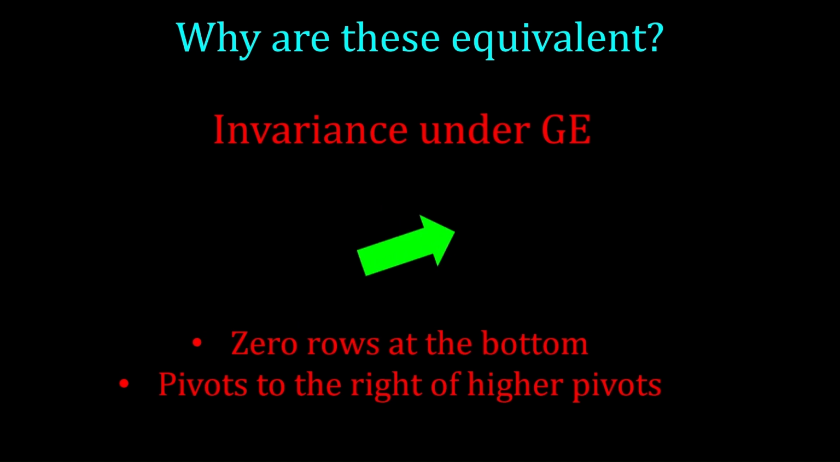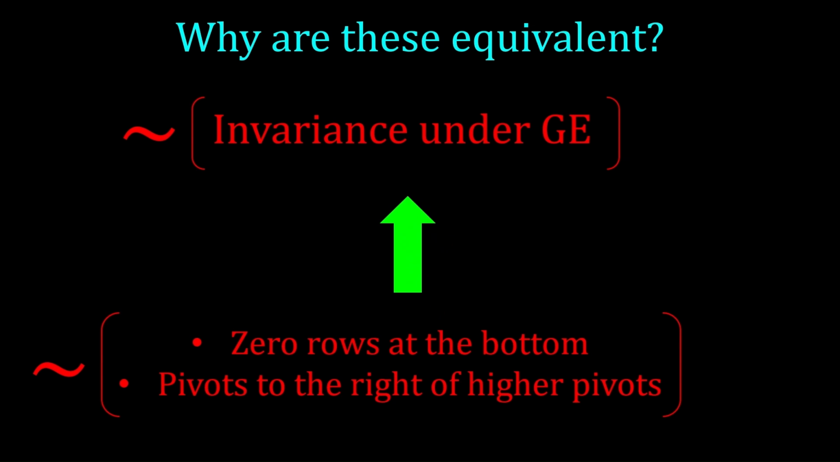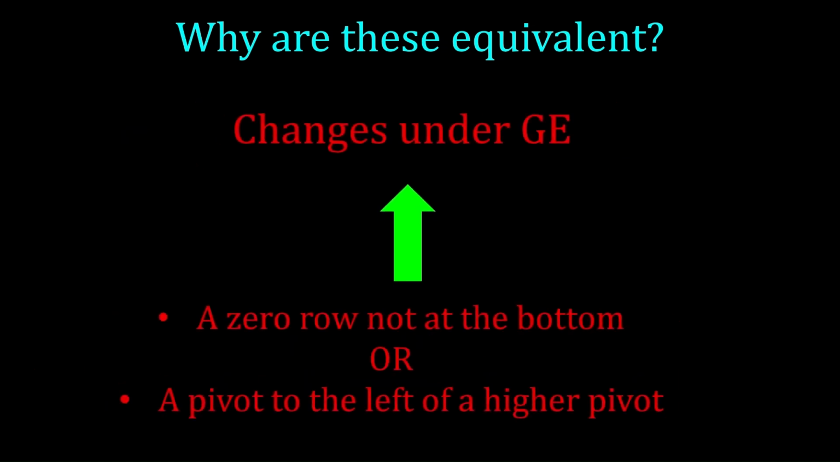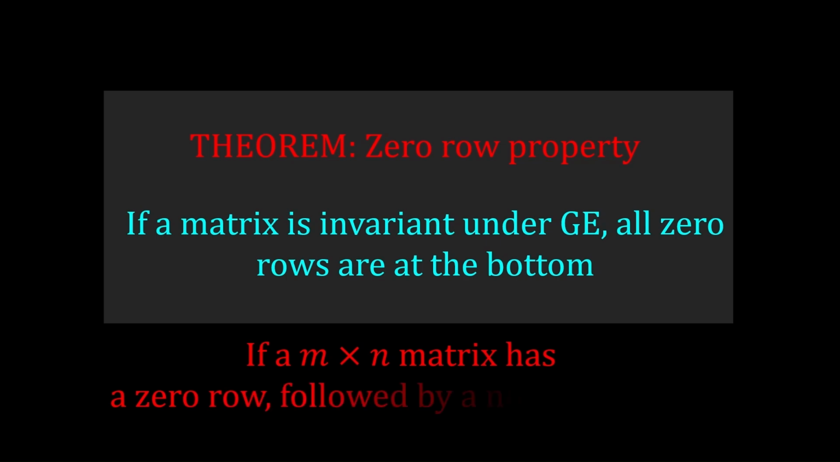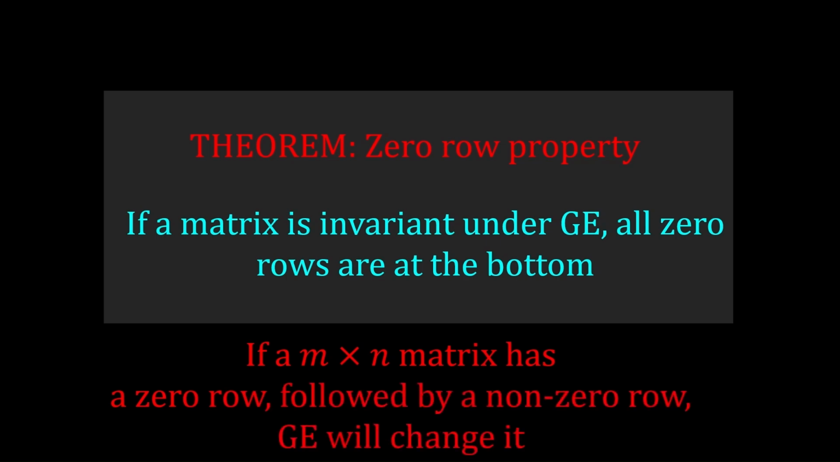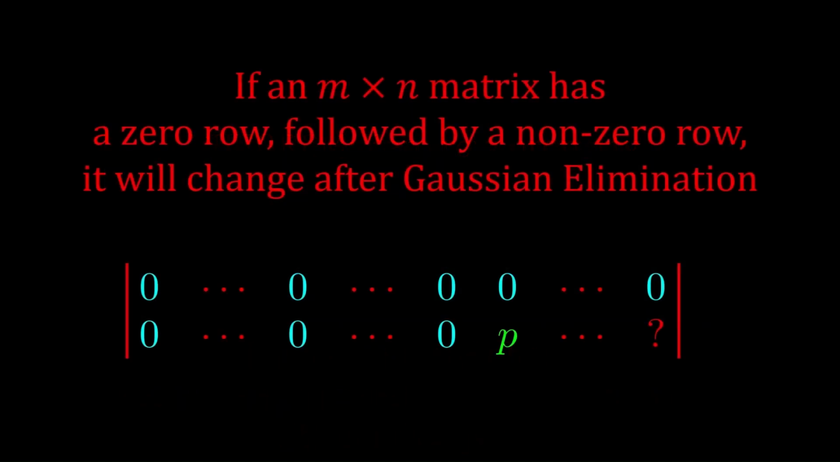Now, the way we're going to do this is actually using the contrapositive. You have a zero row not at the bottom, or you have a pivot to the left of a higher pivot, and this would imply that a change occurs under Gaussian elimination. We're going to prove these two things separately. First, we're going to prove the zero row property, that if a matrix is invariant under Gaussian elimination, all zero rows are at the bottom. Or by the contrapositive, if we have a zero row followed by a non-zero row, then Gaussian elimination will correct this. It will change it. That's what we're going to try to prove firstly.